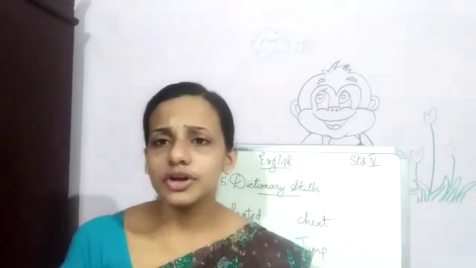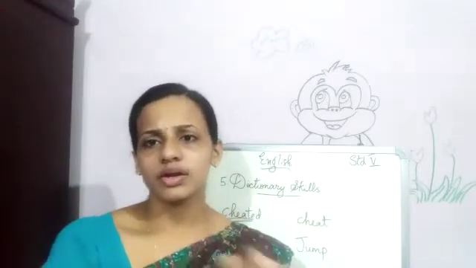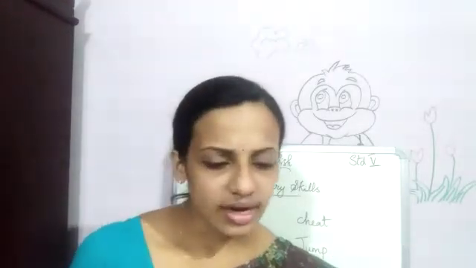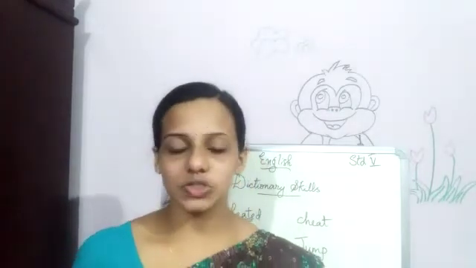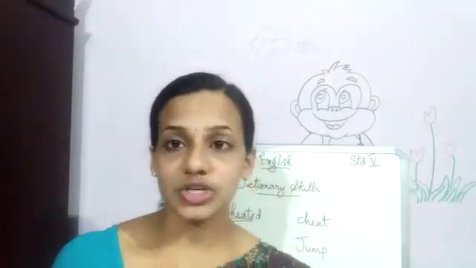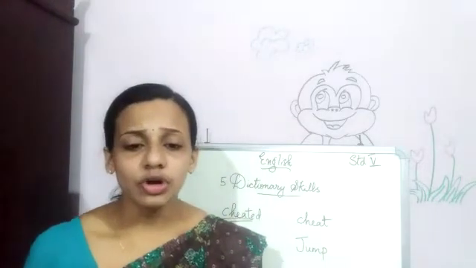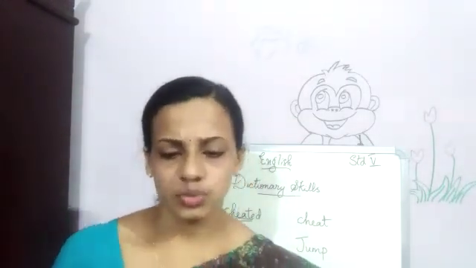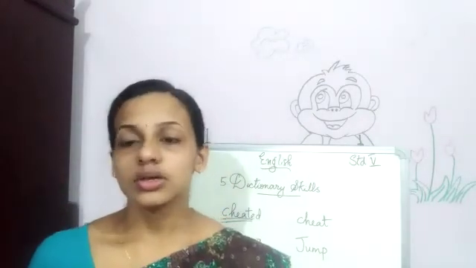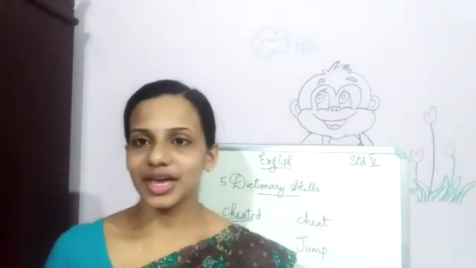So, it's your duty to go and find meanings from a dictionary. Do it by yourself. Some words are given on page number 32 of your English textbook. You have to find the guide words of those words and the meaning of the words. You do it by yourself, okay?